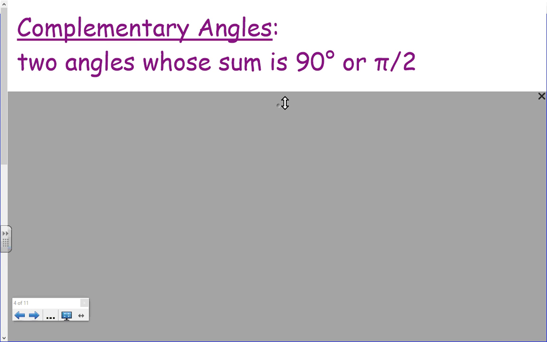All right, there's another set of properties I want to talk about, but first let's deal with a couple of terms here. Hopefully we recall these terms, but the first one is complementary angles, and then we also have supplementary angles. Complementary angles are two angles whose sum is 90 degrees, or pi over 2 radians. Supplementary means that they add up to 180 degrees, or pi radians. But we're dealing with complementary angles, so their sum is 90 degrees or pi over 2 radians is what we're going to deal with here.